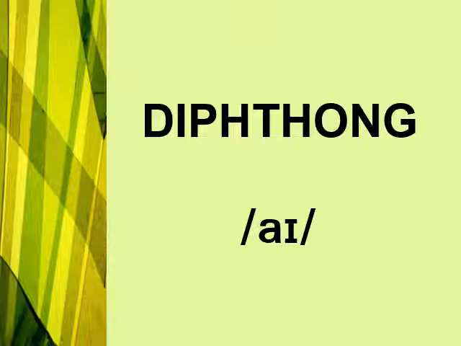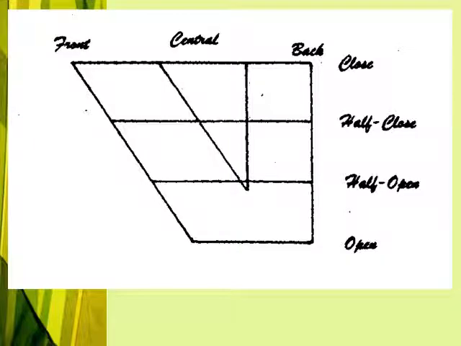Hello everybody. In this video, we're going to work with diphthong /aɪ/. The first element of diphthong /aɪ/ is here. That's why you need a special symbol, because it's none of the A sounds that we have seen in the monophthongs. The second element is the vowel /ɪ/ up here.